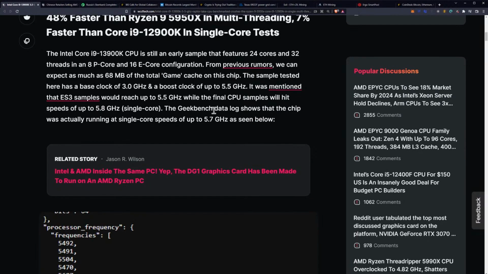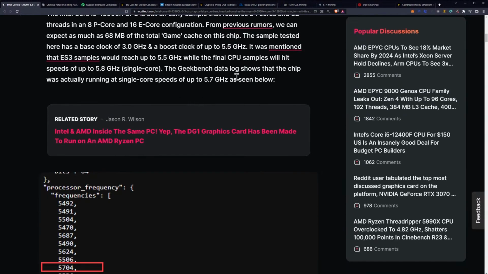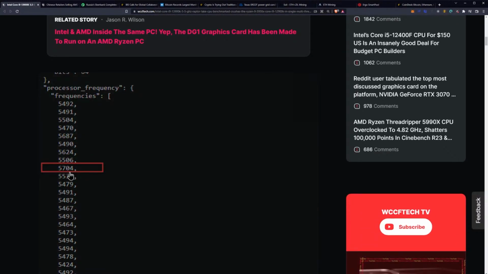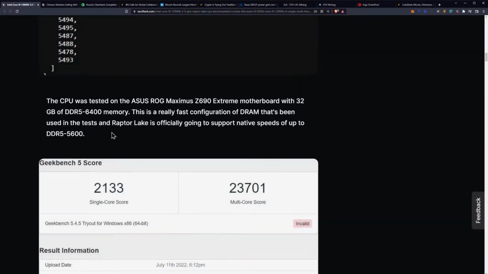It was mentioned that the ES3 samples would reach up to 5.5 gigahertz, while the final CPU samples will hit speeds of up to 5.8 gigahertz on the single core. Getting so close to that 6 gigahertz. The Geekbench data log shows that the chip was actually running at a single core speed of up to 5.7 gigahertz. You can see that right here on the post frequencies.